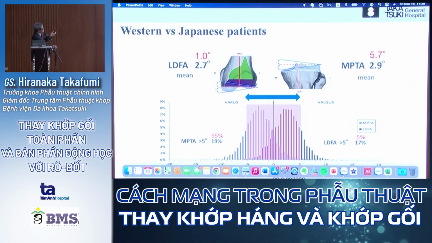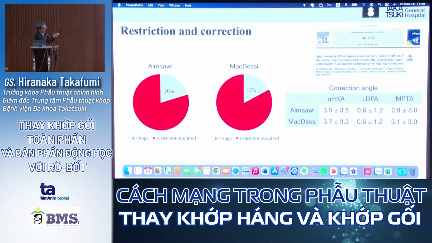So if we adapt the restriction to Japanese patients, most Japanese patients require restriction. In our study, around 80% require restriction using the previously reported restricted kinematic alignment boundaries. So I don't know if we can follow this restriction boundary, or ignore it and naively do the true kinematic alignment. We don't know, we have no data.